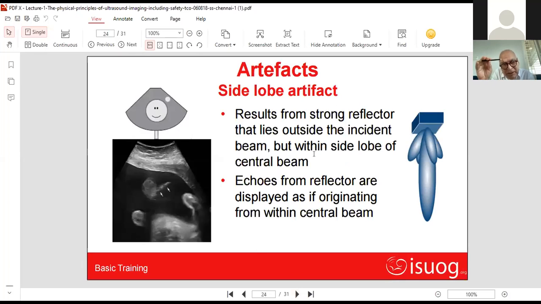Side lobe artifact. This results from a strong reflector which is outside the fan-like beam we are sending. Some waves go out of the range and return from there, which is called side lobe artifact. Echoes from these reflectors are displayed as if they originated within the central beam. So this again gives a false image in the display. Next slide, please.